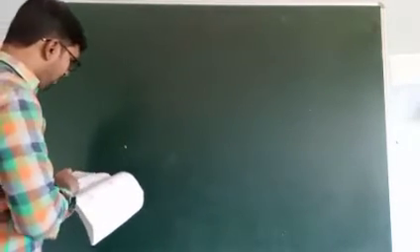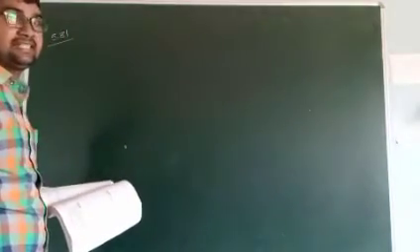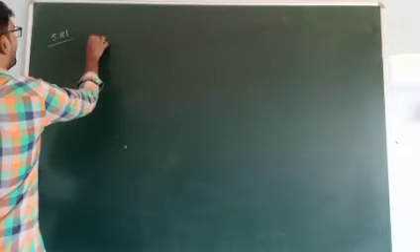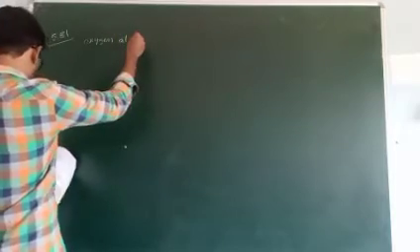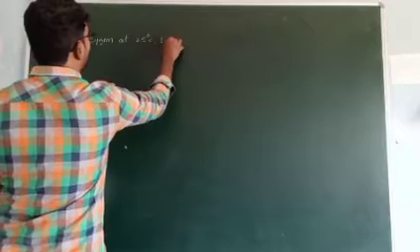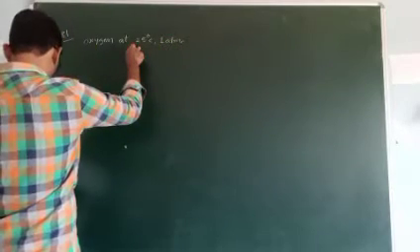Next one, 5.81. Arrange the following in order of increasing density. First one, oxygen at 25 degrees centigrade and 1 atmosphere. Pressure is given, temperature is also given.